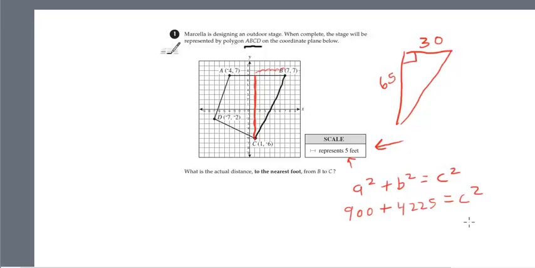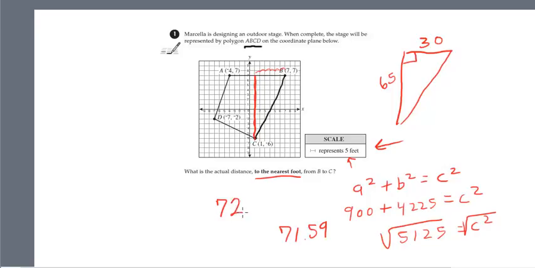And those added together equal 5,125. 5,125 equals c squared. If we take the square root of both sides, then that'll give us 71.59, and it says to round to the nearest foot, so our answer would be 72 feet from here to there.